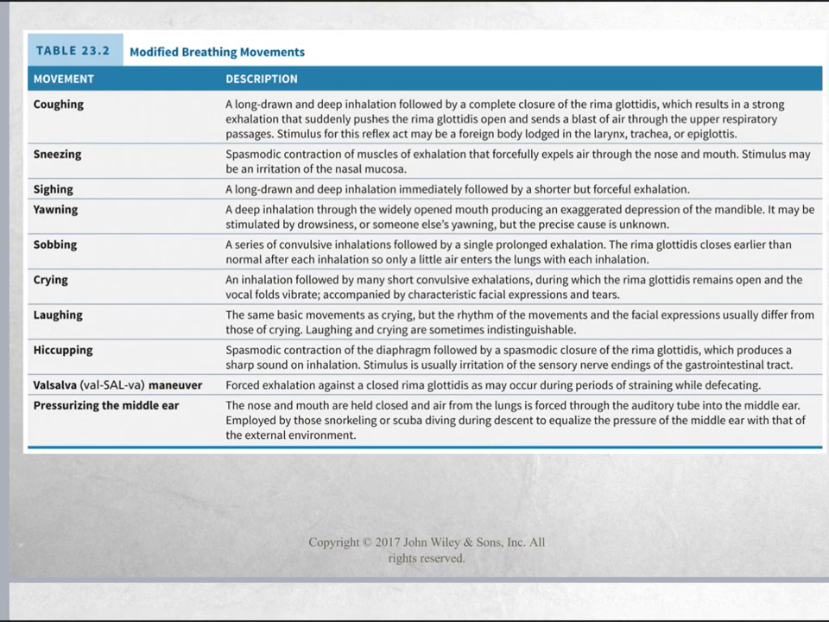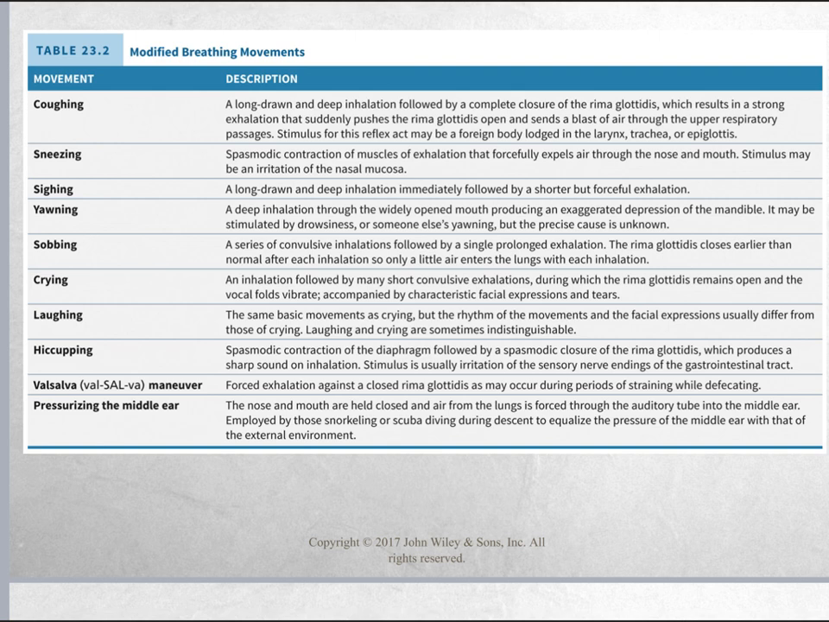Table 23.2 goes through all our different modified breathing methods like coughing, sneezing, sighing, yawning, sobbing, crying, laughing, hiccuping, a Valsalva maneuver, and pressurizing the middle ear. You've probably done some of these. If you close your nose and your mouth and then try to force some air out of your lungs, that helps equalize pressure in the middle ear. Valsalva maneuver, this is forced exhalation against a closed rima glottidis, as happens if you're straining while pooping. Okay, this can force air against those closed vestibular folds.